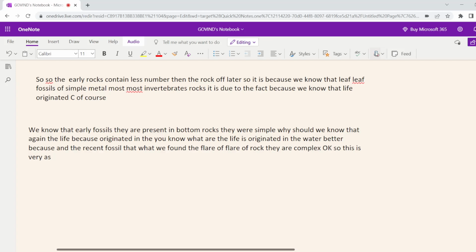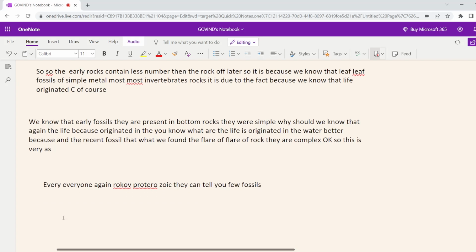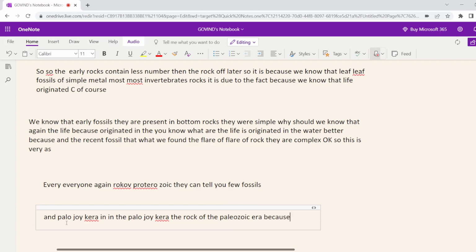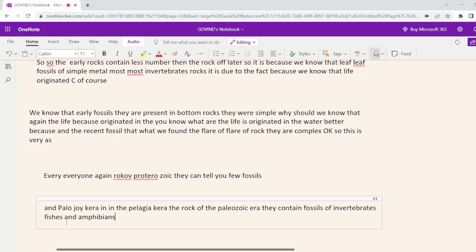So everyone, again, rocks of the Proterozoic era contain few fossils, and in the Paleozoic era, the rocks contain abundant fossils of invertebrates, fishes, and amphibians. It is because we know that in the Paleozoic era they were abundant.